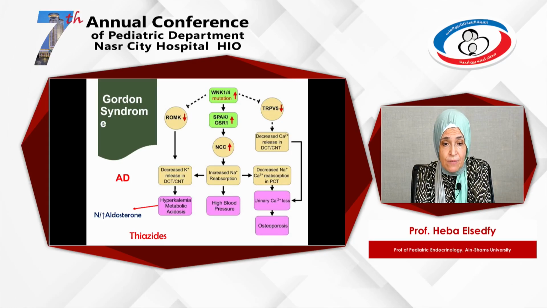The hyperkalemia will stimulate aldosterone production. Although the sodium is high, the hyperkalemia will stimulate the synthesis of aldosterone, and accordingly, the level of aldosterone in this syndrome will be either normal or slightly increased. It will also decrease the activity of the calcium channel, resulting in increased calcium excretion with nephrocalcinosis, and if the excretion of calcium is excessive, it will cause osteoporosis. And the treatment is with thiazide diuretics because they block the sodium chloride cotransporter.